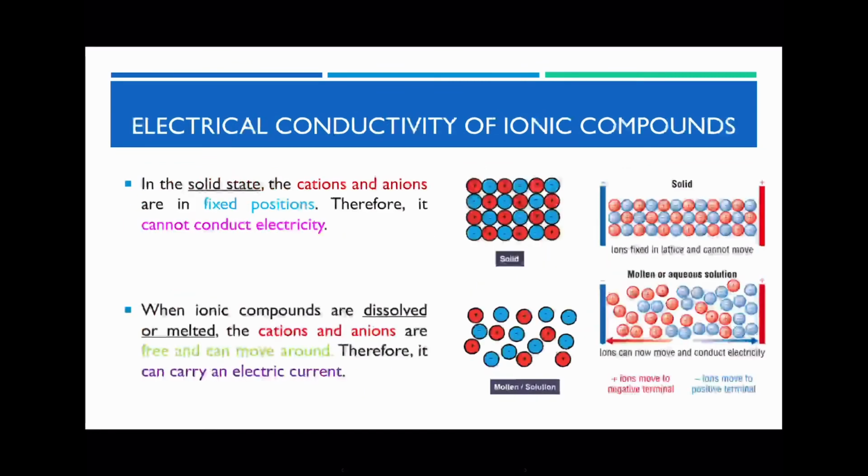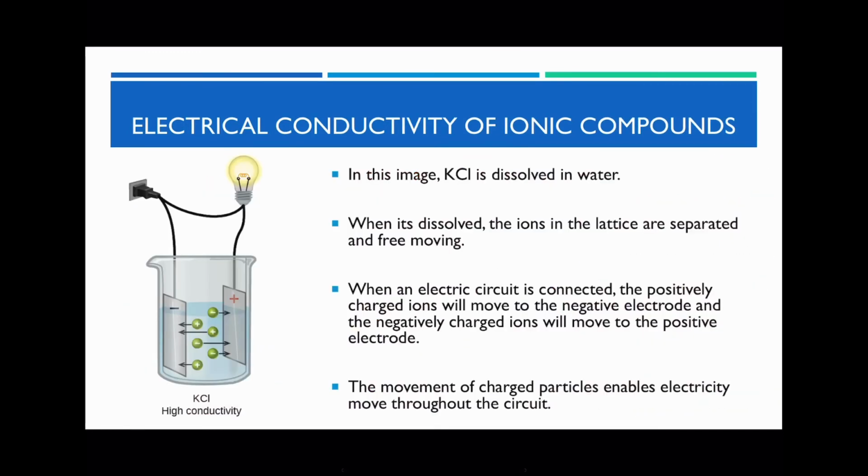So just to summarize again, in the solid state, the cations and anions are in fixed positions, therefore it cannot conduct electricity. In contrast, when ionic compounds are dissolved or melted, the cations and anions are free and can move around, therefore it can conduct an electric current. I've got this diagram over here to show how that works. Now, I also have another diagram which explains why ionic compounds can conduct electricity. So what I have here is a circuit.